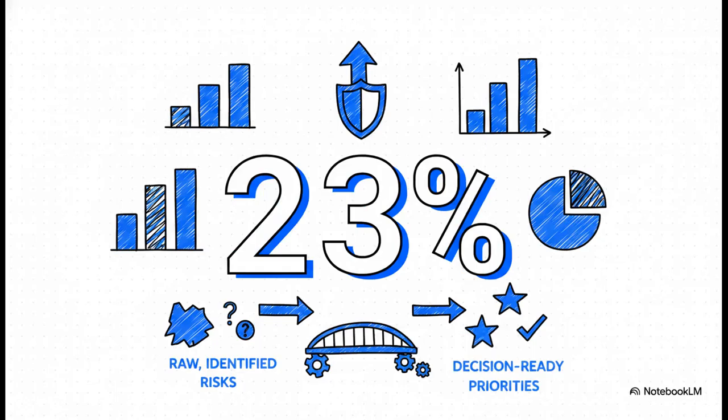All right, let's set the stage by acknowledging the incredibly high stakes we're dealing with. Domain 3 accounts for a massive 23% of your entire certification exam. Think about that. It's nearly a quarter of your final score. This domain right here is the critical bridge. It's where we take raw, newly identified risks and actually transform them into solid, decision-ready priorities.